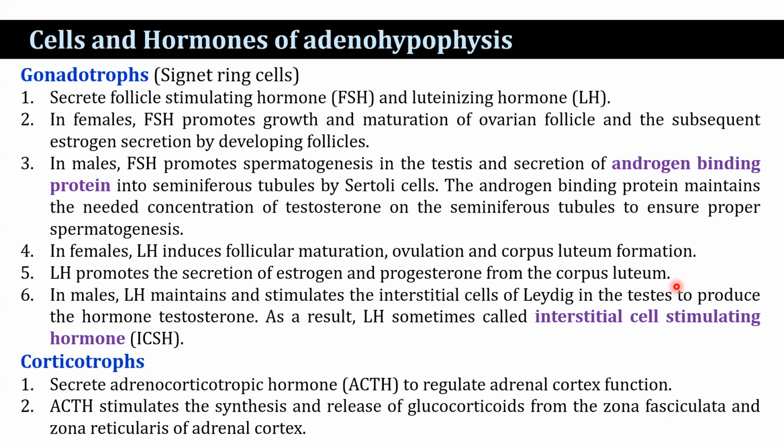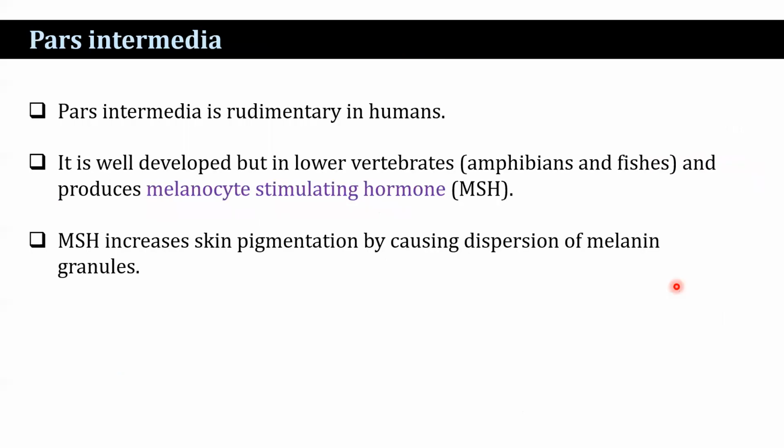Adenohypophysis cells contain beta endorphin and gamma lipoproteins, which are peptides that possibly decrease the perception of pain. Next, the pars intermedia is very rudimentary in humans, but in lower vertebrates, especially amphibians, it is well developed and produces melanocyte stimulating hormone. Melanocyte stimulating hormone increases skin pigmentation by causing dispersion of melanin granules.